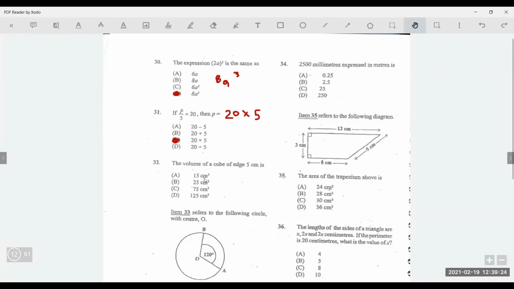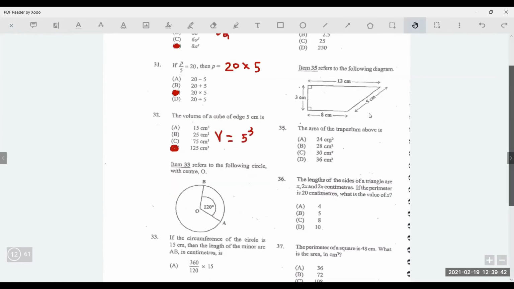Question 32. Find the volume of a cube of side 5 centimeters. So remember, volume is length cubed. So it's going to be 5 cubed, and 5 cubed is 125. So the volume is option D. No issues so far.